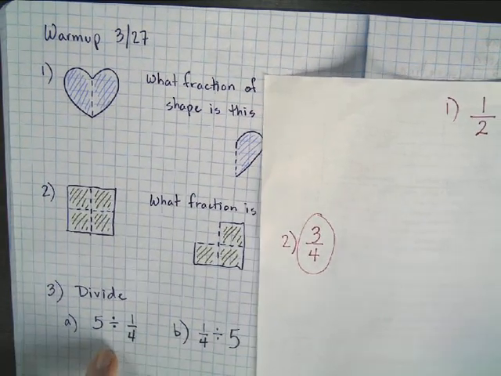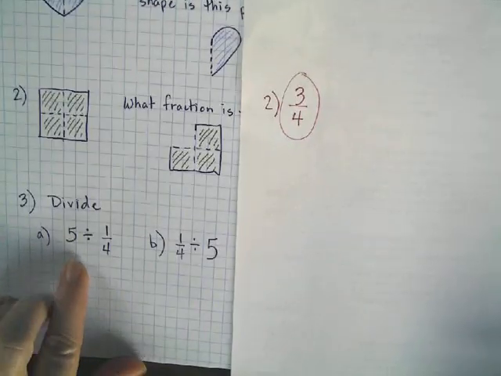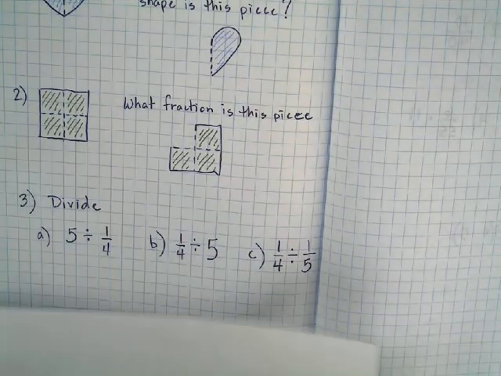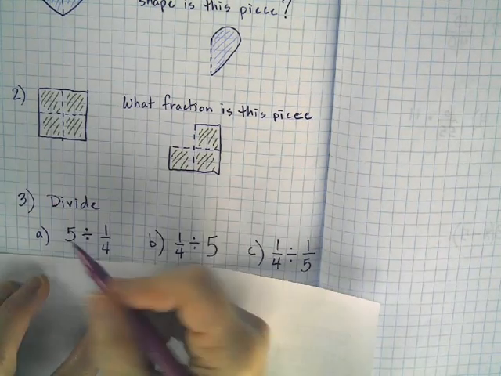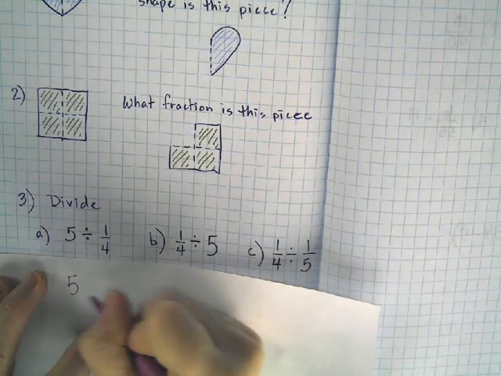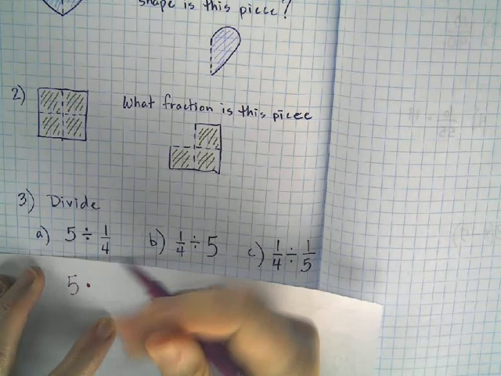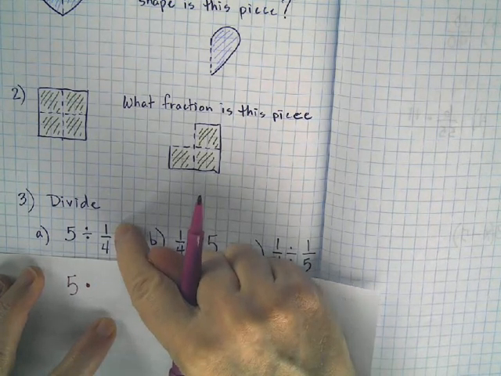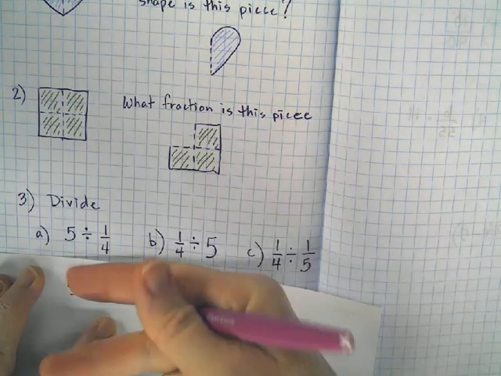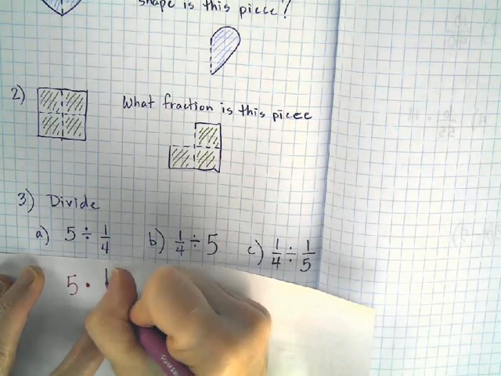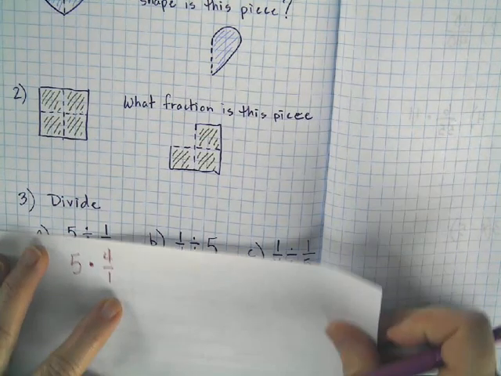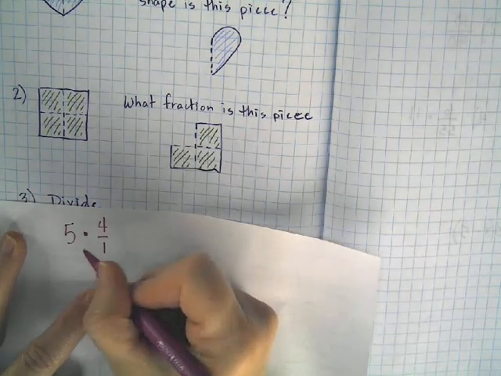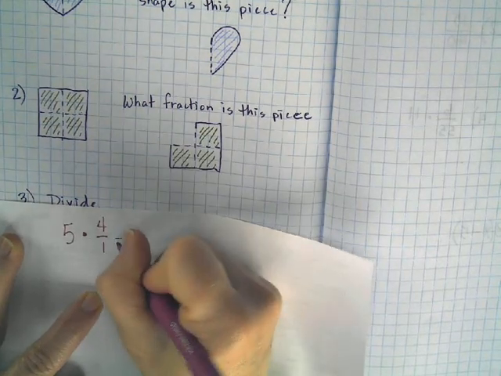Okay, also on yesterday's math space, we had division problems. So the way we are going to do division now is we are going to rewrite it as multiplying by the reciprocal. The reciprocal of 1/4 is, you just flip it, is 4/1. And now we know how to multiply this. We can do the Alex and Morgan methods.